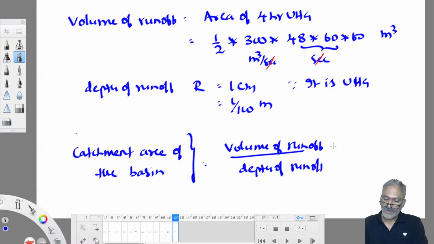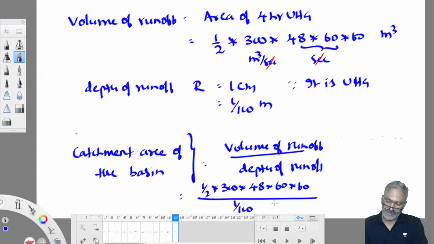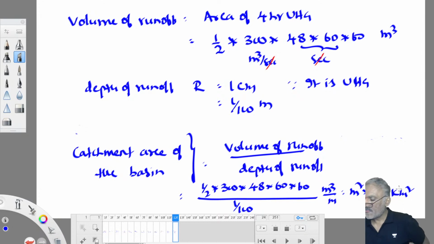Okay, so the volume of runoff is half into 300 into 48 into 60 into 60. Of course, I don't have space here. So you will get the answer in meter square, then convert into kilometer square. The depth of runoff is 1 by 100. So meter cube by meter, you will get the answer in meter square. To convert this into kilometer square, we divide by 10 power 6.